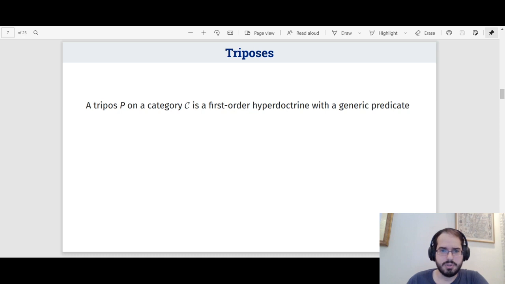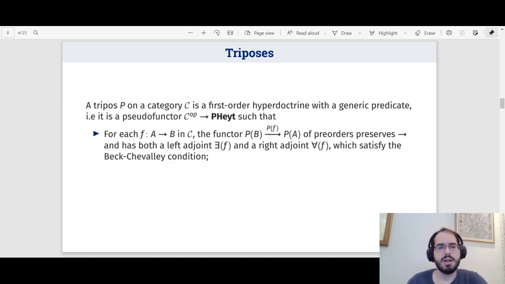So a tripos is a first-order hyperdoctrine with a generic predicate, and by that I mean we have a pseudo-functor from C-op to Heyting pre-algebras, so the pre-ordered analog of Heyting algebras. And this takes an object to what we want to think of as the algebra of predicates over that object. And for each map, we have the substitution functor P_f that preserves the Heyting structure and has both a left and a right adjoint that play the role of quantifiers, satisfying the Beck-Chevalley condition.